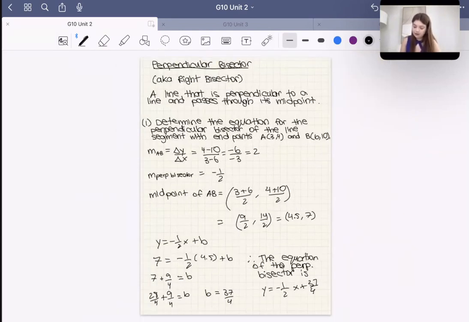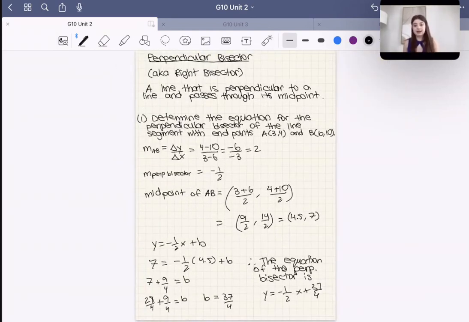So that's the great thing about these questions too, is they're all the same, right? We always do the same steps. We find the slope, we take the negative reciprocal of that slope to find the slope of our perpendicular bisector. Then we find the midpoint of A and B of the original, and then we say, oh well, we also know that's a point on the perpendicular bisector, and we use the new slope we found and that midpoint to find the b value, and then we're done.